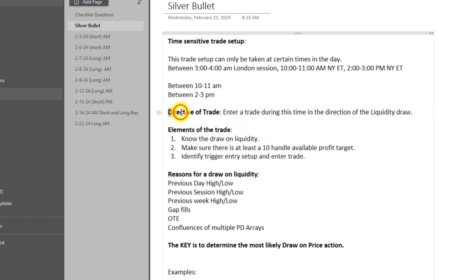The directive of the trade is to enter the trade during this time in the direction of the liquidity draw, which way we think price is going to sweep first. And in today's video, you will see that we do believe it's going to go up, but not before it goes down. And I am convinced to finally take a trade to the long side just before it finally does what I thought it was going to do, and that's sweep internal liquidity to the downside first. So I reverse my position immediately, and it works. And I want to show you what happened in the video today.